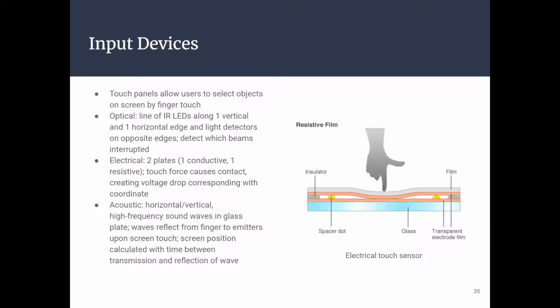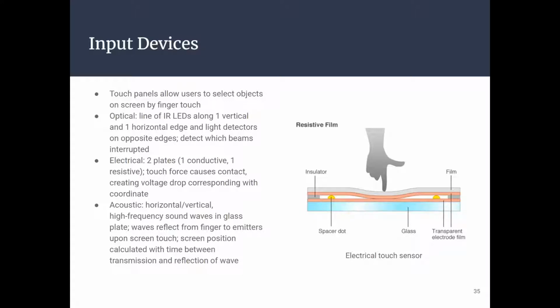Now we'll move on to touch panels. These panels allow users to select objects on a screen by simply touching it. There are 3 main types of touch panels. The first is an optical touch panel. There are lines of infrared LEDs along a vertical and a horizontal edge, and corresponding light detectors on the opposite vertical and horizontal edges. These detectors will determine which beams are interrupted, which allows us to determine the coordinate system.